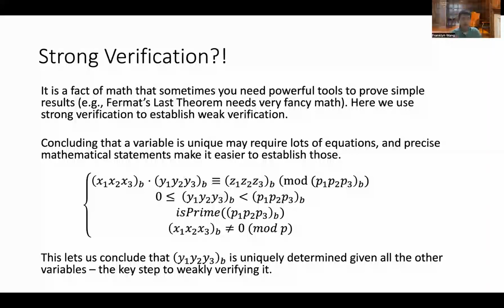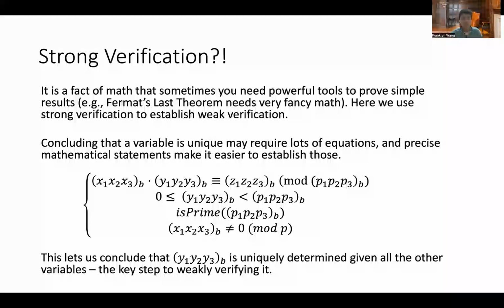So earlier I showed you some inference rules. Basically the way all those worked was that they looked at an equation and concluded that a variable was unique given a single equation. However, concluding that some variables are unique requires a lot of equations, not just one equation. And if you have precise mathematical statements, you might be able to reduce the number of equations you need.